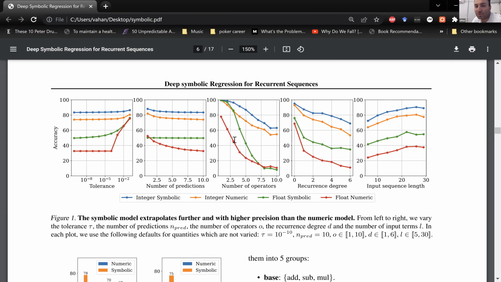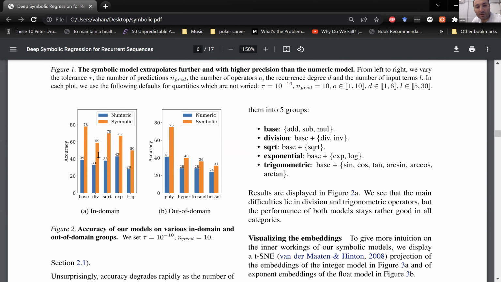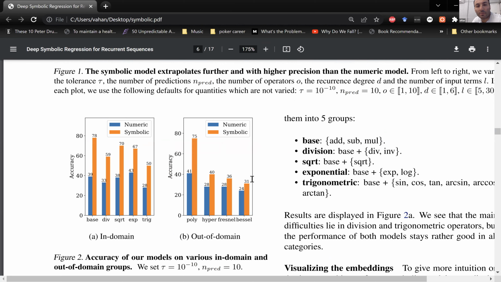But they also do some more experiments with how many next steps you predict, how many operators you use, the recurrence degree, and the length of the input sequence. This all makes sense, right? For example, if you have more operators, it's a harder problem, so the accuracy goes down. And always, the symbolic methods are better, as expected, and float is harder. This one is interesting. Let's look at this other plot a little bit more. Can zoom in here a bit better.